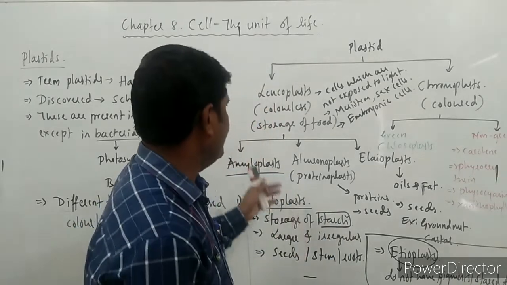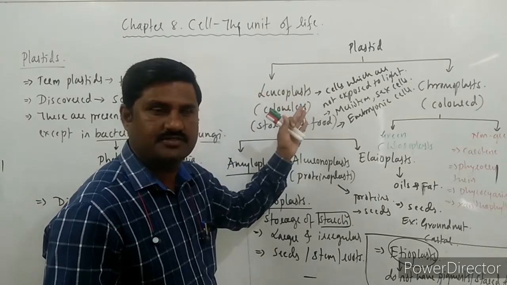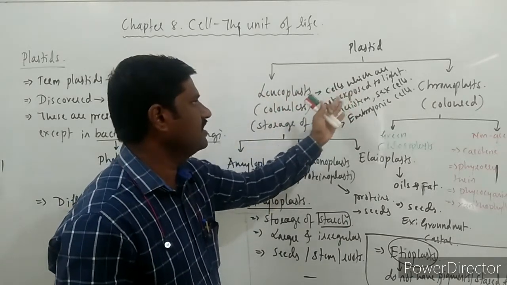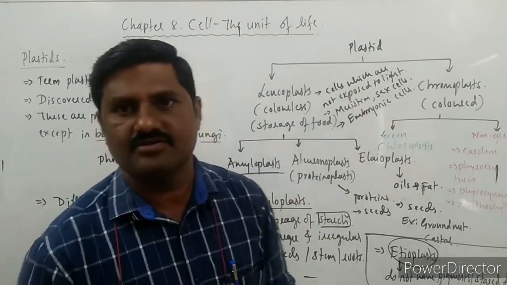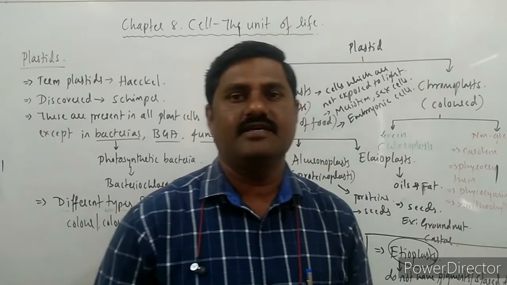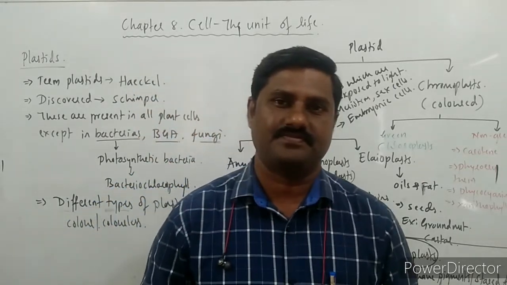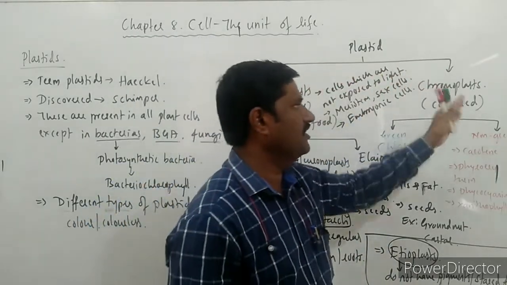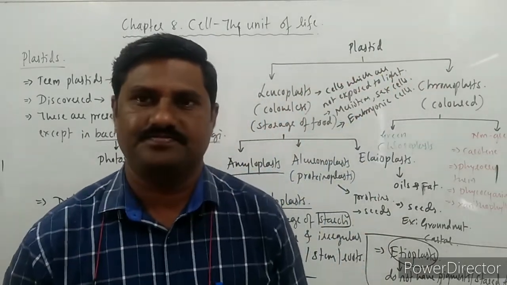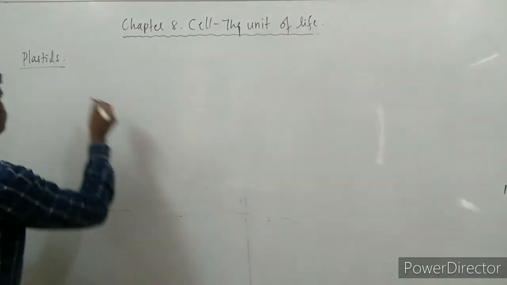So this is about the leucoplasts, which are colorless plastids present in the cells which are not exposed to the light, like meristematic cells, sex cells, embryonic cells. In all those cells they are usually present. So this is all about the leucoplast. Let's go to the chromoplast now. Yes, so let us start with the chromoplasts, right?